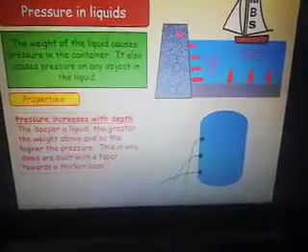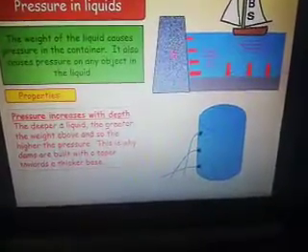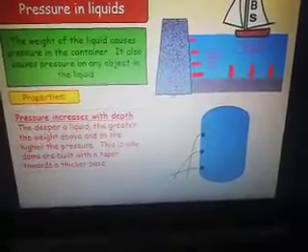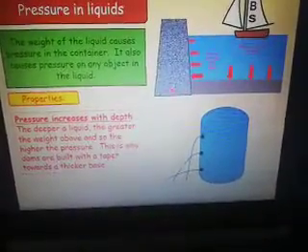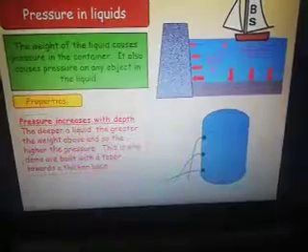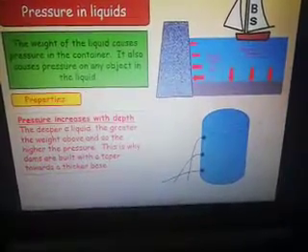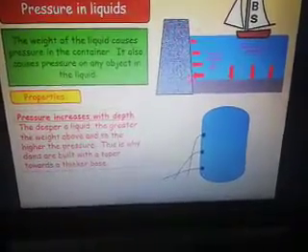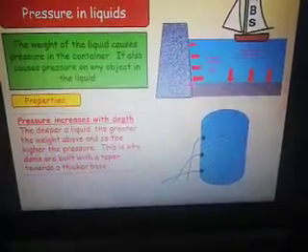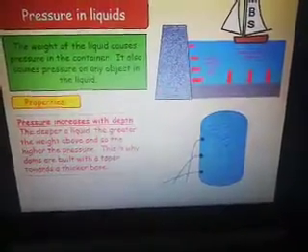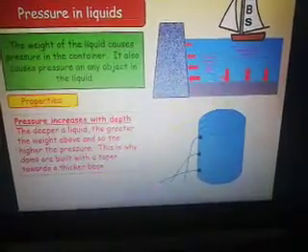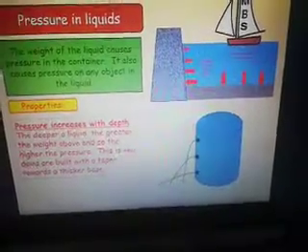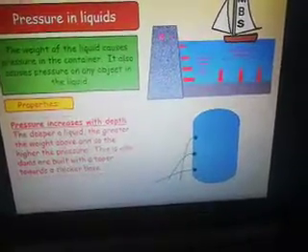This is the dam. If you look at the top here, the area will be smaller, and here it will be bigger. Why? As I mentioned earlier, at the bottom the pressure is much bigger compared to the top. If you build the bottom with a smaller area, this pressure will push the wall and make it collapse. So that's why they build the bottom much bigger compared to the top.